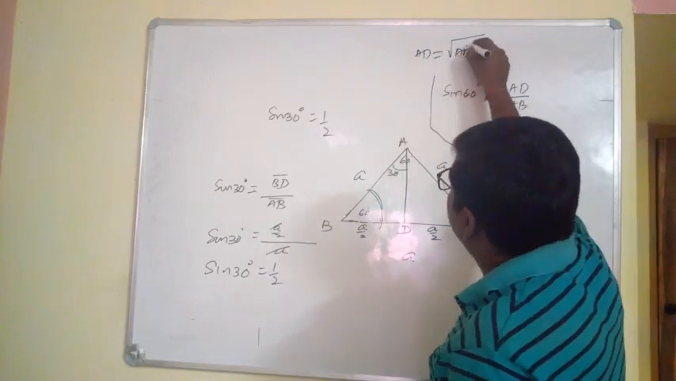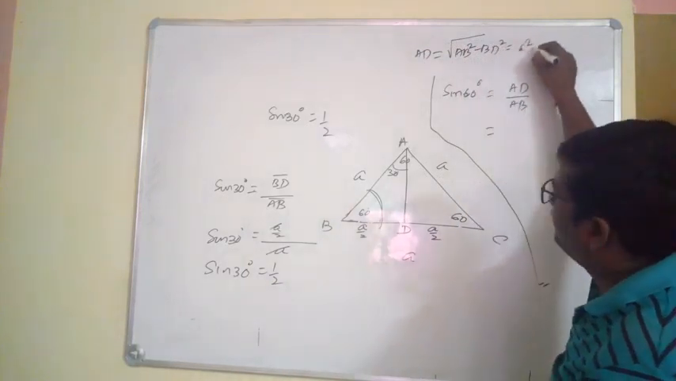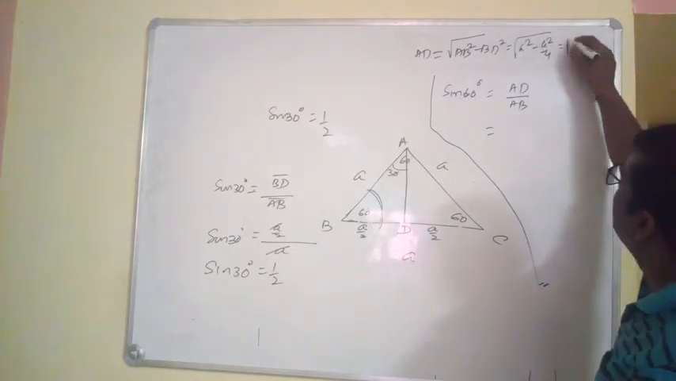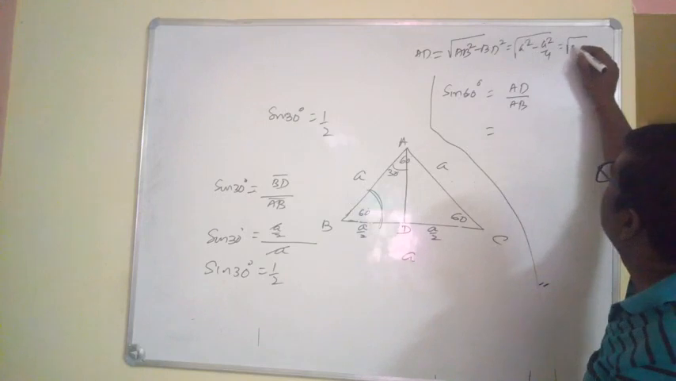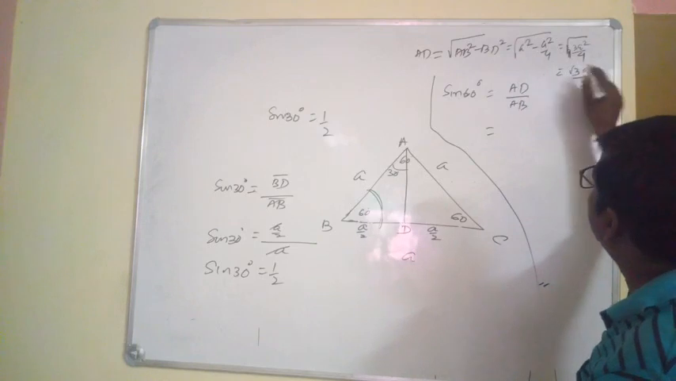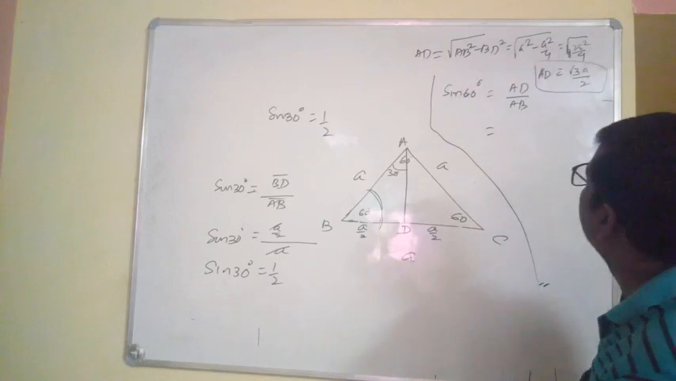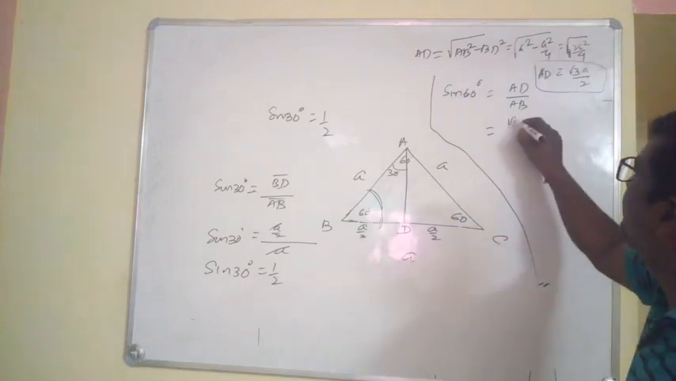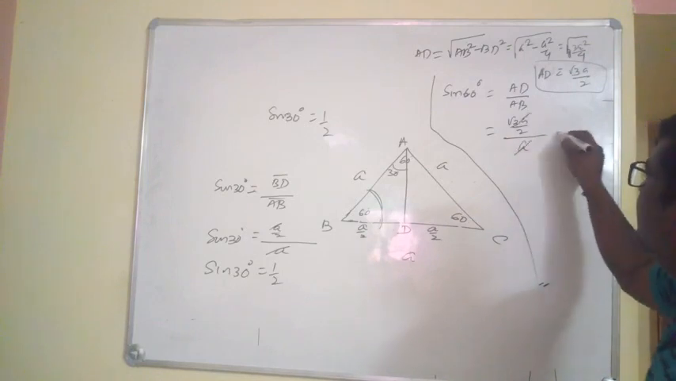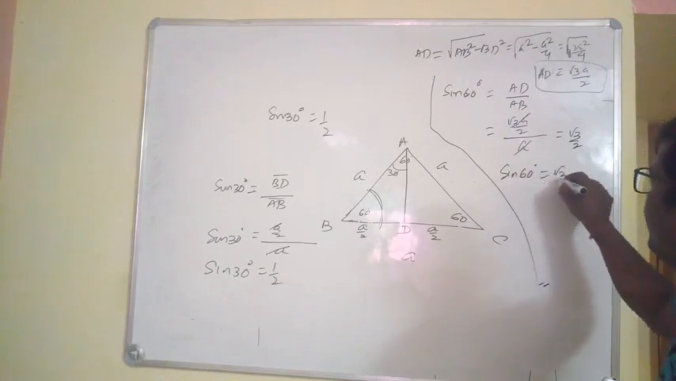AB square minus BD square, that is A square minus A square by 4, root over, which is root over 3A square by 4, which is root 3 A by 2. So AD is root 3 A by 2. Put AD by AB: root 3 A by 2 by A. A cancels, that is root 3 by 2. So sine 60 is equal to root 3 by 2.